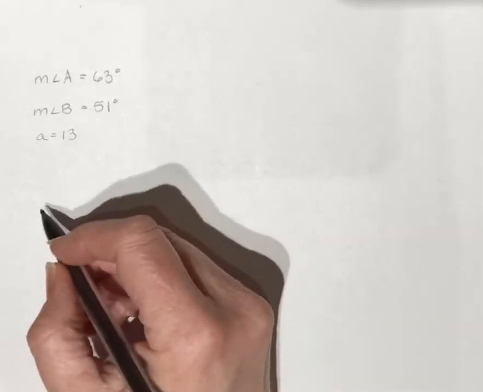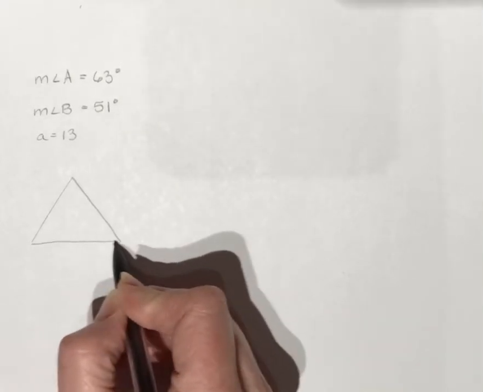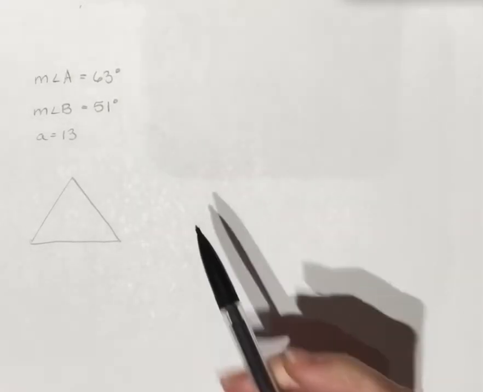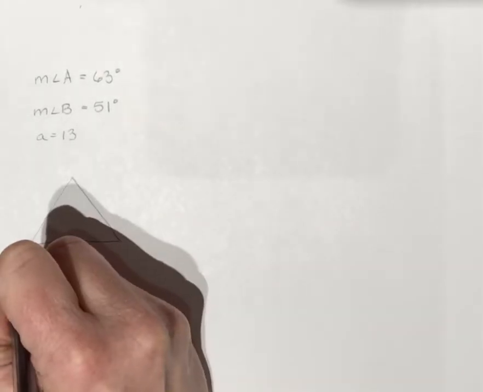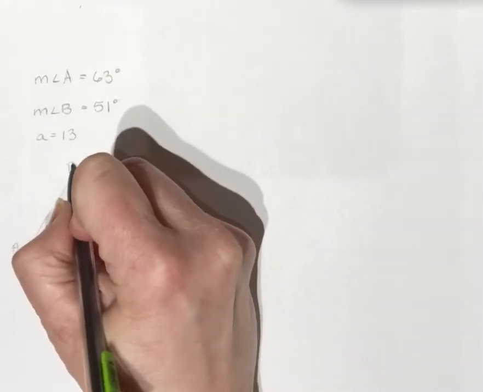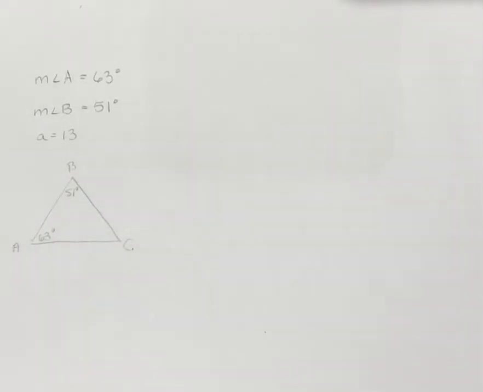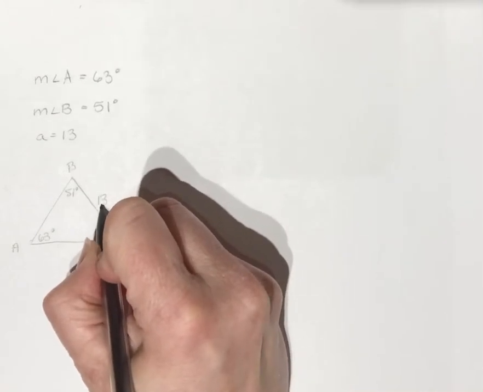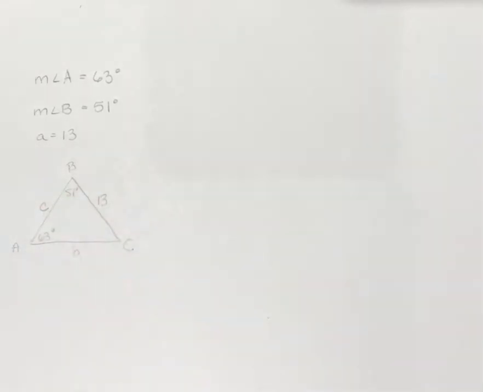So first thing I do is I'm going to draw a triangle, and in all honesty, it doesn't really matter if it's drawn perfectly to scale. Both of these are acute angles. I'm going to put angle A here. This is 63 degrees. Angle B is 51 degrees, so that makes this angle C. So side A is opposite angle A. This is 13, which means this is side B, and this is side C, okay?